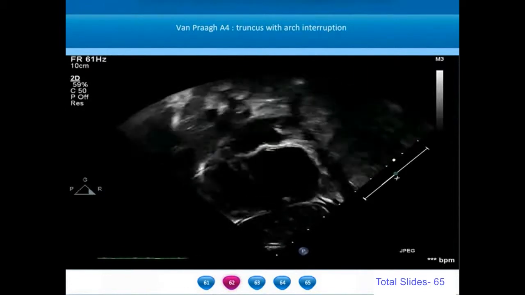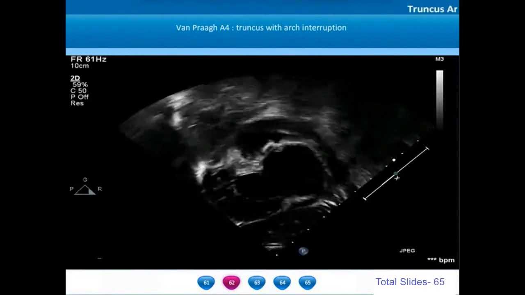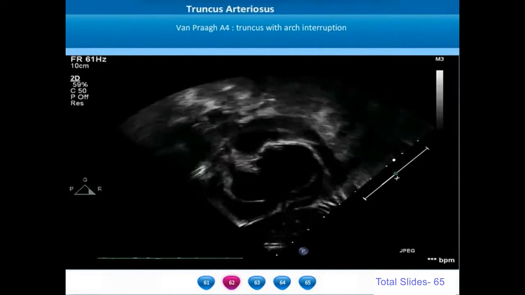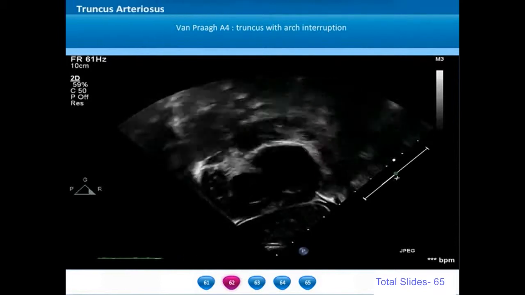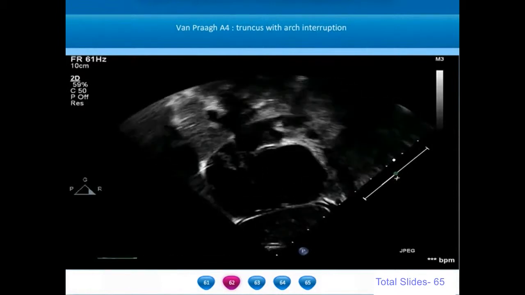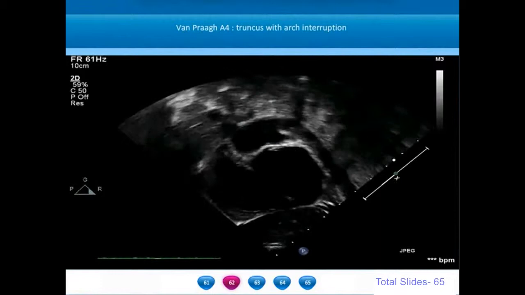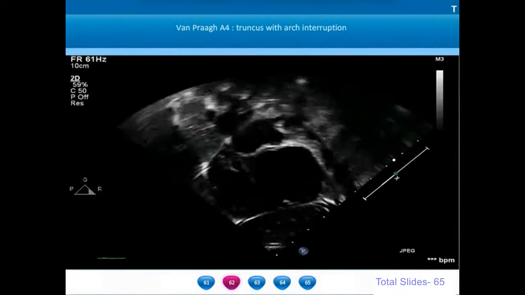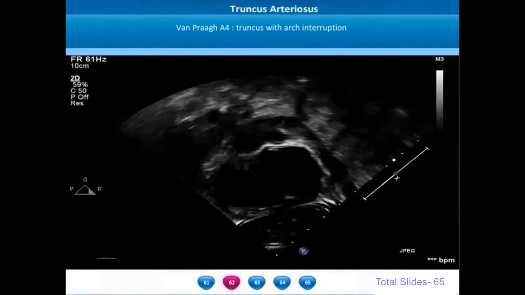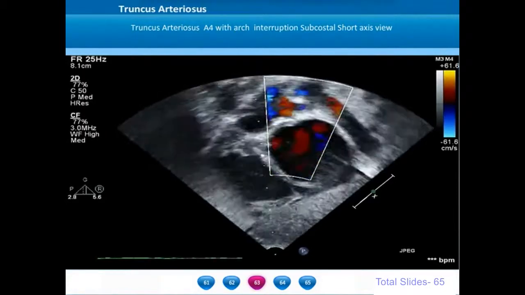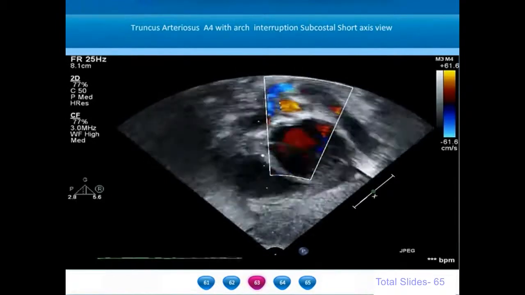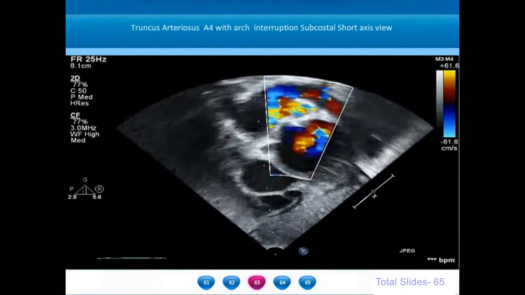In the last type, Van Praag A4, the truncus is associated with arch interruption. Here the trunk divides into ascending aorta and main pulmonary artery. The main pulmonary artery on the subxiphoid short axis view can be seen to continue as ductus into the descending thoracic aorta, and the ascending aorta will give off only the arch branches. On color Doppler interrogation from the subxiphoid short axis view, we can notice the flow of blood from the main pulmonary artery that is coming off the trunk towards the ductus into the descending thoracic aorta.